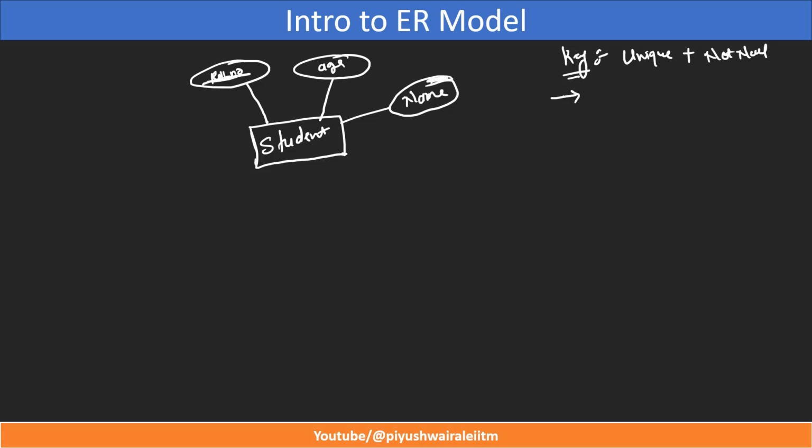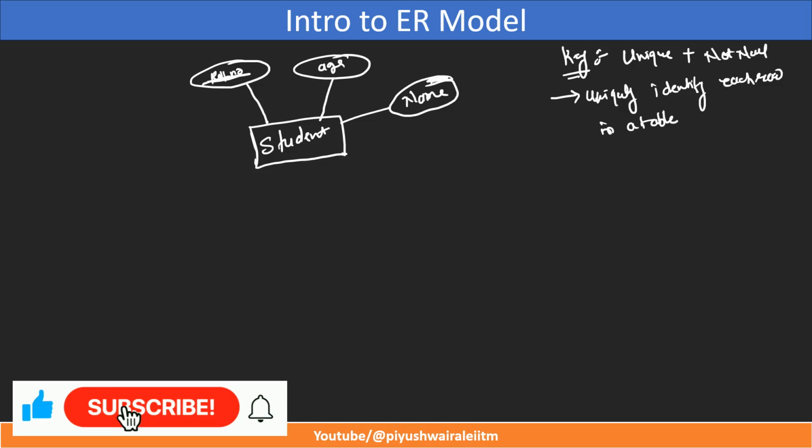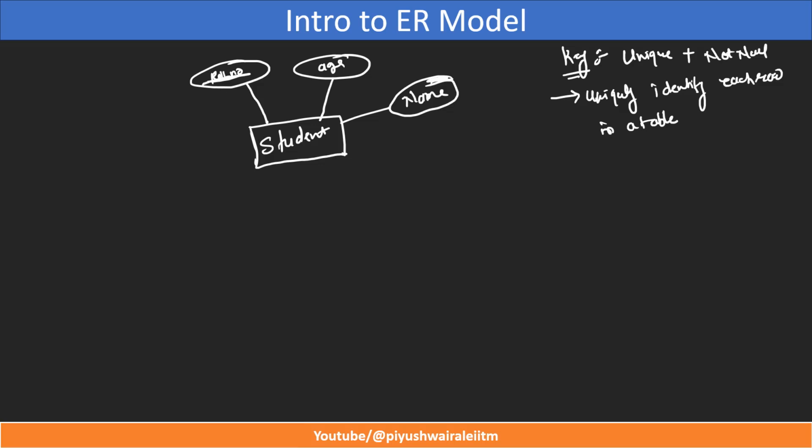So what is a key? A key will uniquely identify each row in a table. For example, just consider we have a student and his roll number as an attribute. Now this attribute is a key here because it will uniquely identify each row in a table. If I know the roll number, I can give all the information of that particular student because it is unique. So it can be an attribute or a set of attributes.